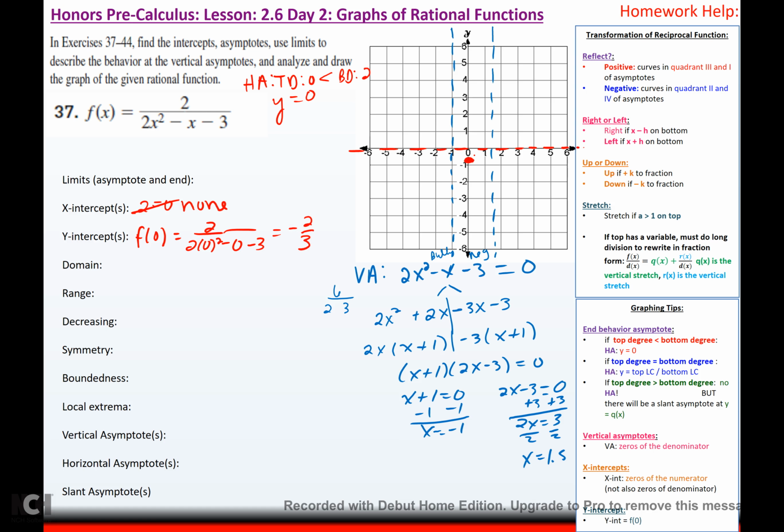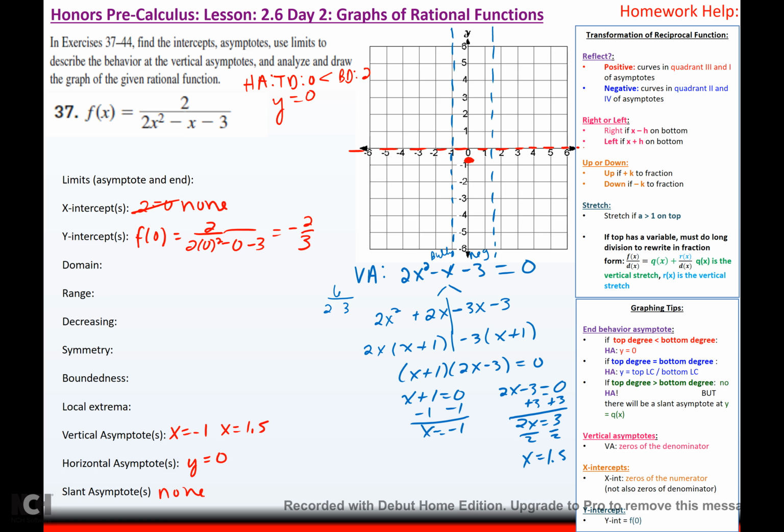My domain and range I'll get after I do increasing, decreasing, symmetry, all of that stuff. My vertical asymptotes were at x equals negative 1 and x equals 1.5. My horizontal asymptote was at y equals 0. If there's a horizontal asymptote, there's no slant asymptote.